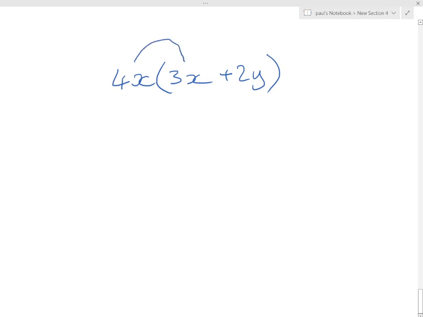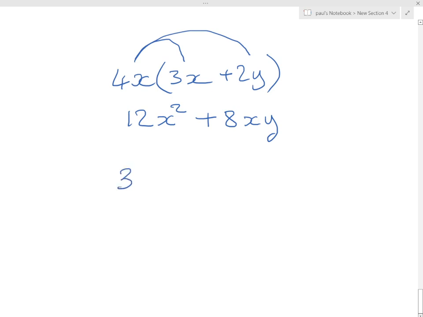So you can break this down further by doing the numbers bits and then the letters bit. So 4 times 3 is 12. x times x is x squared. Now, 4 times 2, there's a plus sign there, look. 4 times 2 is 8, and x times y is xy. So it doesn't really matter how complicated it gets, just take things in turn.